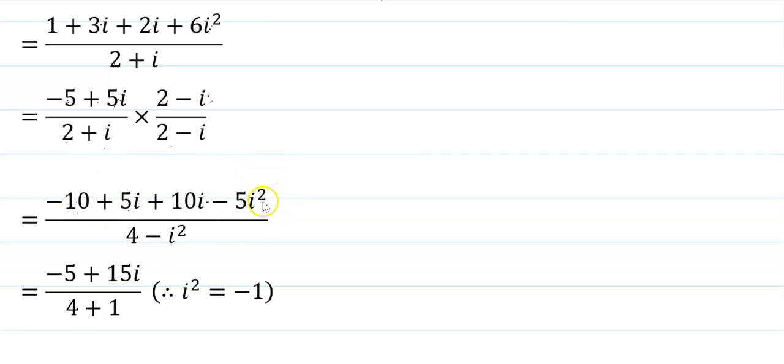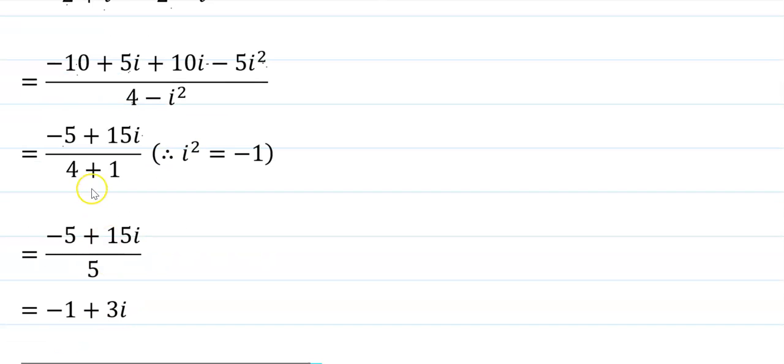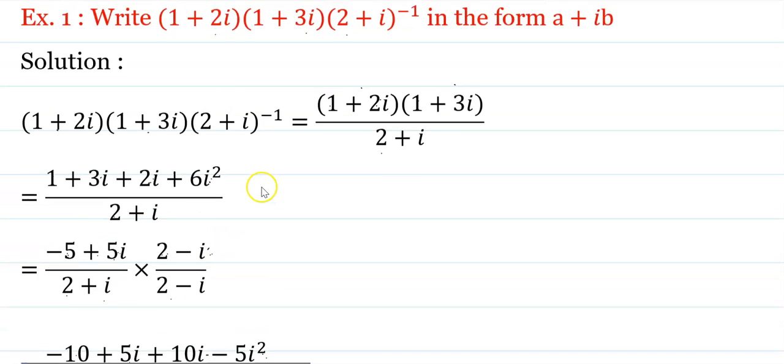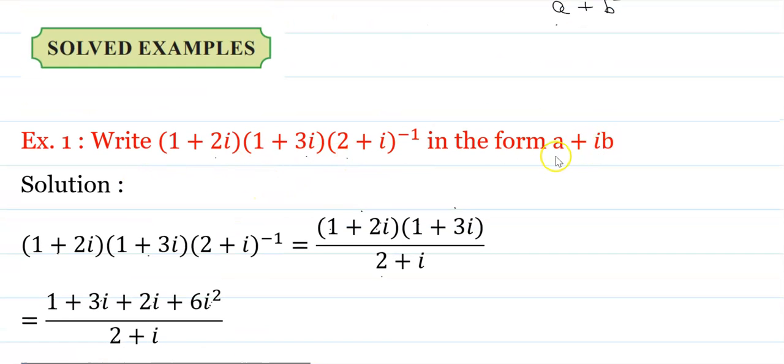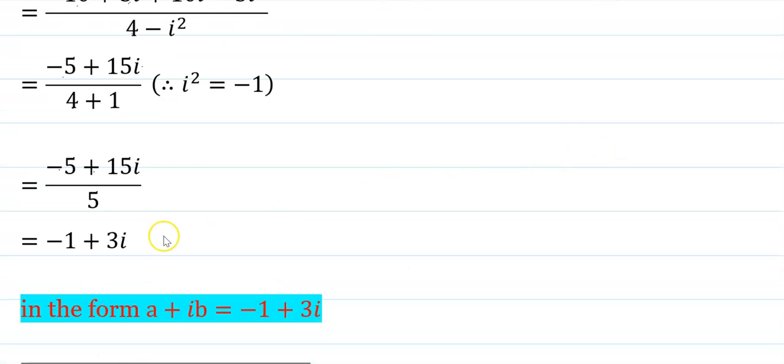Minus 10 plus 5, you are getting minus 5. 5i plus 10i, 15i. Next, 4 plus 1, 5. So minus 5 plus 15i upon 5. Divide this with 5: minus 5 upon 5, you are getting minus 1, and 15i upon 5, you are getting 3i. And in this way, this number is written in the form a plus ib, where a plus ib is nothing but minus 1 plus 3i.